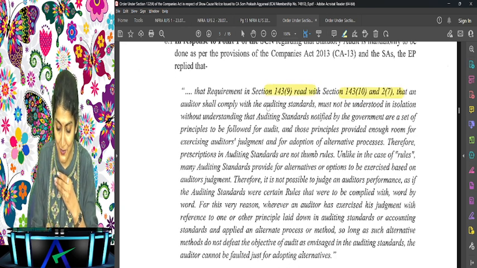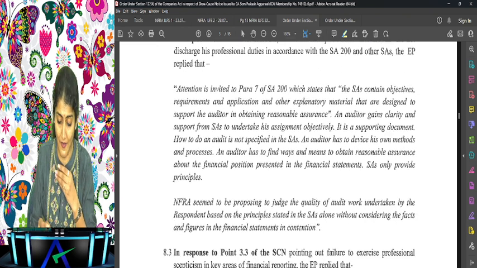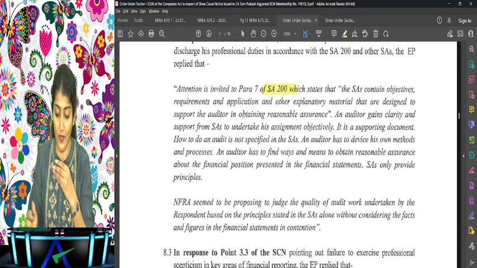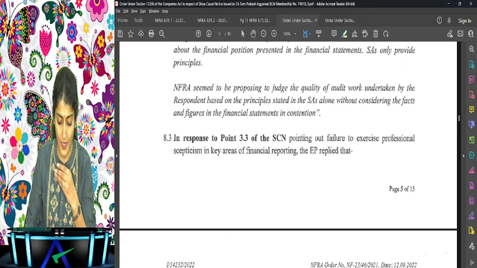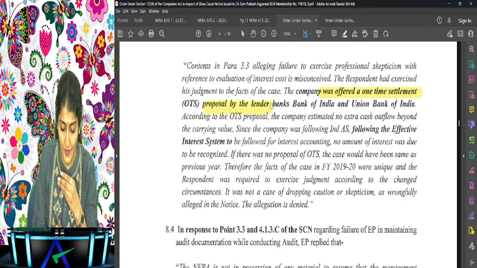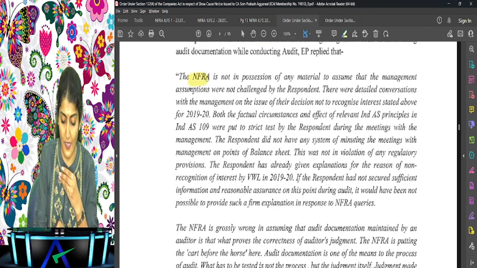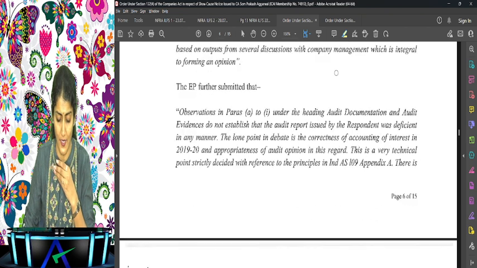Okay, the auditor should do the audit in accordance with the auditing standards. Attention is invited to SA 200, that the auditor needs to achieve the objectives of the standards. And then what does it say? The company was offered a one-time settlement proposal by the lender bank. Okay, regarding the interest, NFRA is not in possession of any material, right?